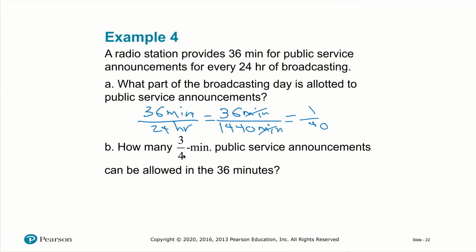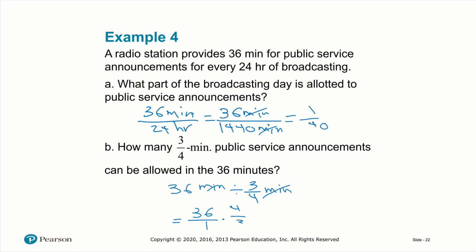Next, we want to know how many 3/4 minute public service announcements can be allowed in 36 minutes. So here is just another division problem. We're going to take 36 minutes and divide it by 3/4 of a minute. Notice that if you write it as a fraction, you can see that the minutes will cancel out, right? So again, we're going to get a pure ratio.